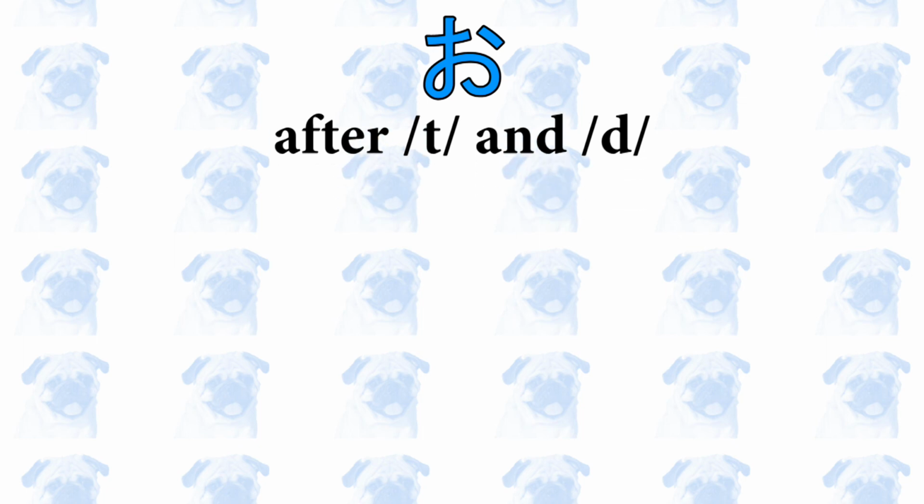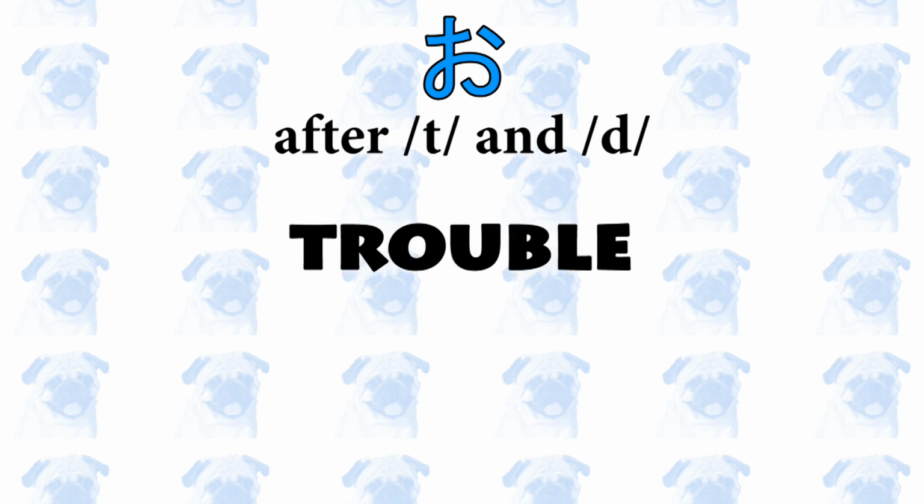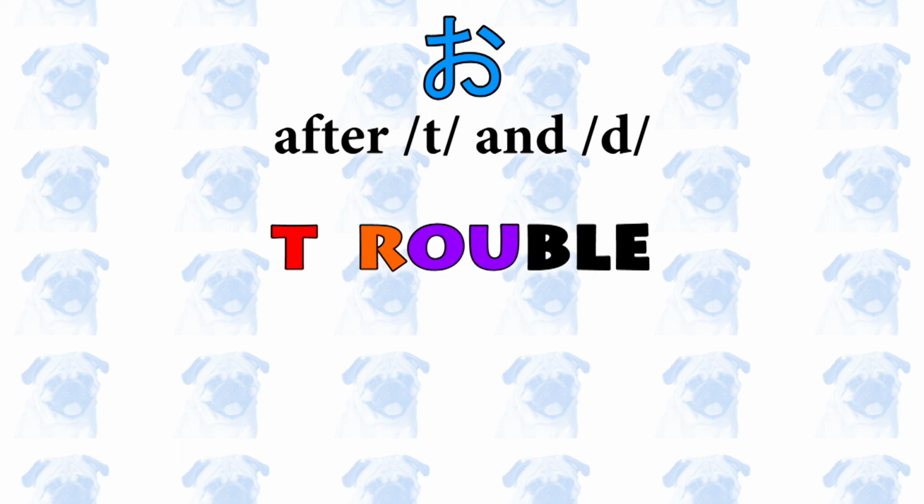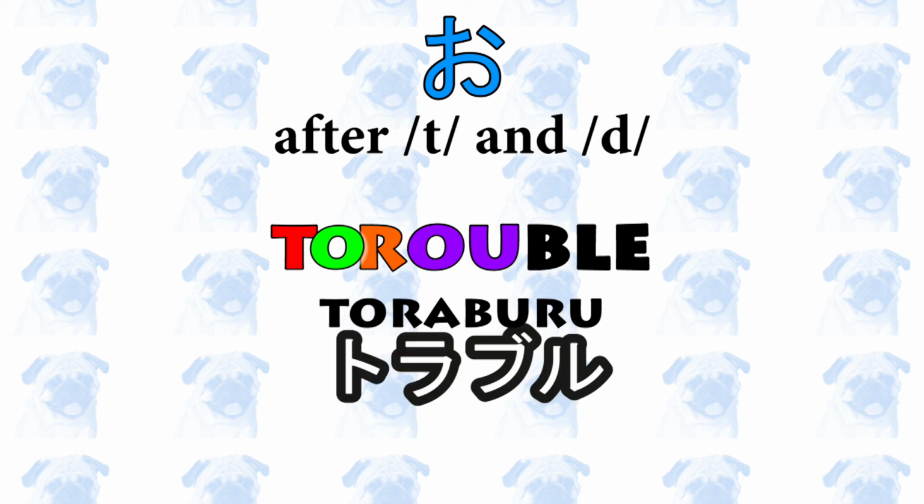Here are a few examples. The word trouble contains a consonant cluster at the beginning, consisting of T and R. R is already followed by a vowel. T, on the other hand, has to form its own syllable and selects O and becomes to. The whole word becomes toraburu.